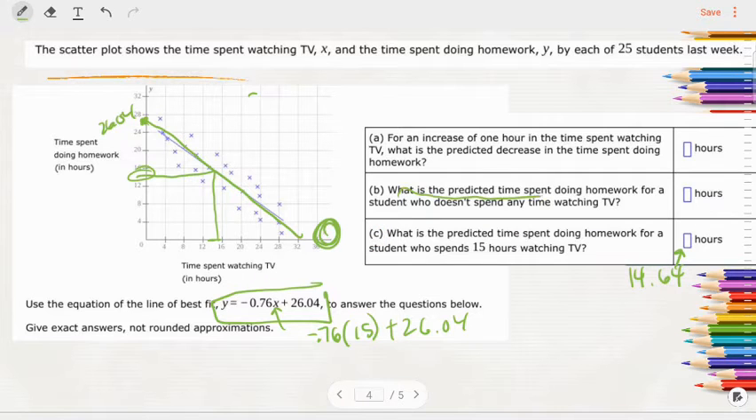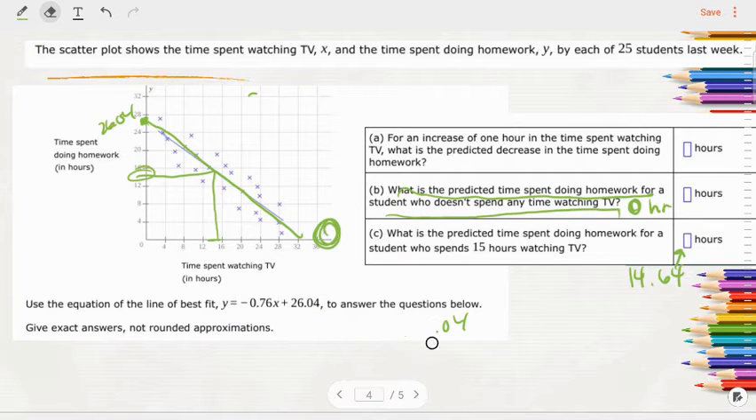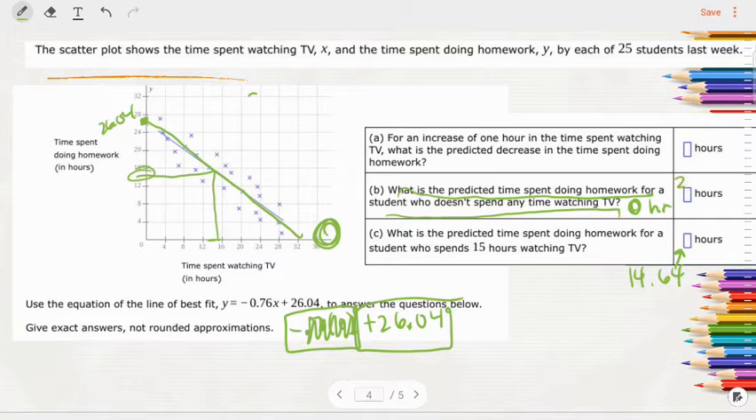What is the predicted time spent doing homework for a student who doesn't spend any time watching TV? Well, how many hours is no time? That's 0 hours. So I'm going to do the same thing, and just instead of 15, I'm going to put in a 0. Now, what I want you to notice is that I could take time plugging this into my calculator, but negative 0.76 times 0 is just 0. So my number of hours spent doing homework is 26.04.